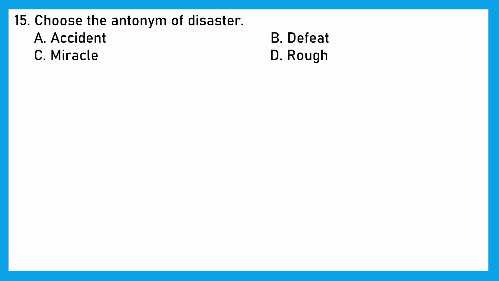Question 15. Choose the antonym of disaster. What is disaster? A sudden accident or a natural catastrophe that causes great damage or loss of life. And what is the opposite of that? It is miracle. Option C is the answer.